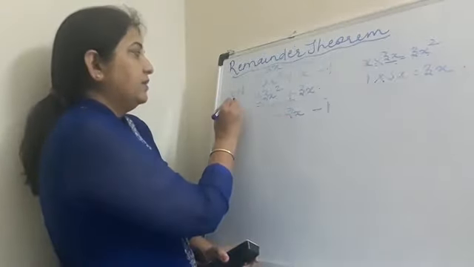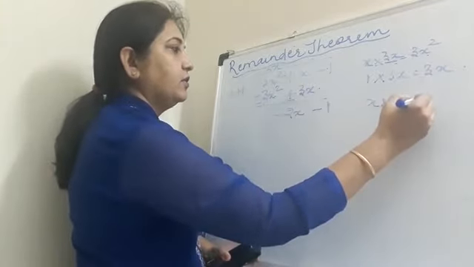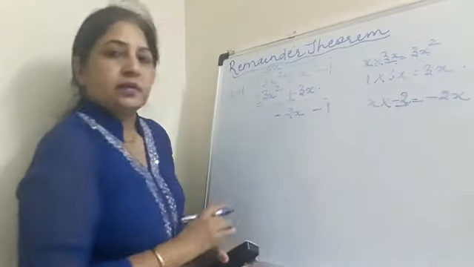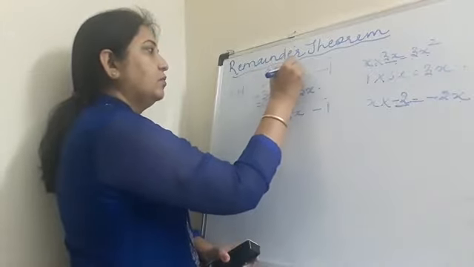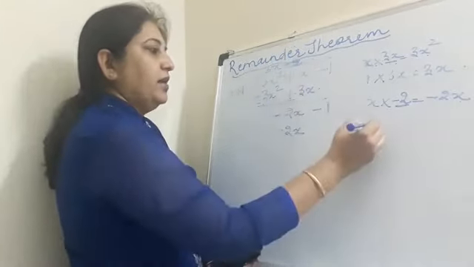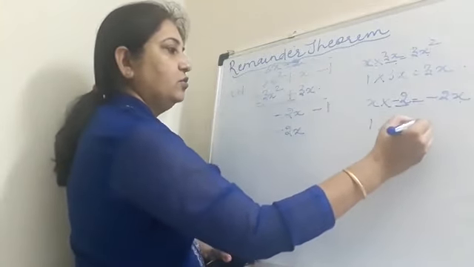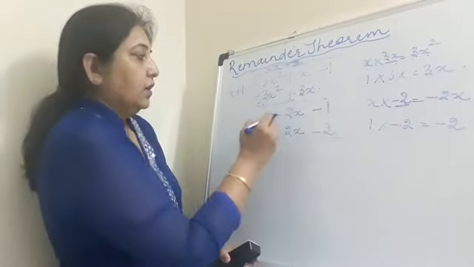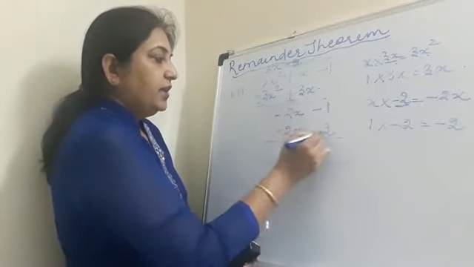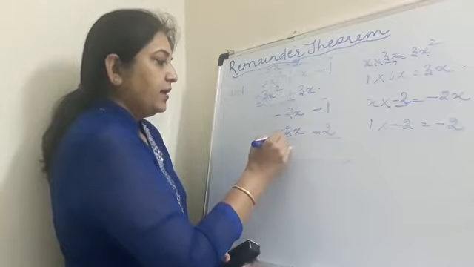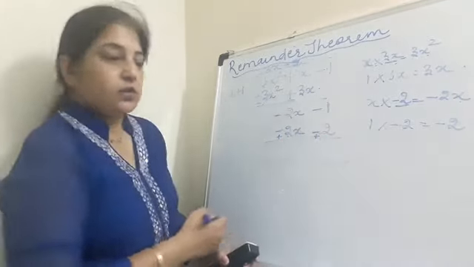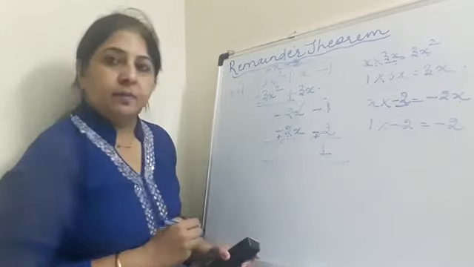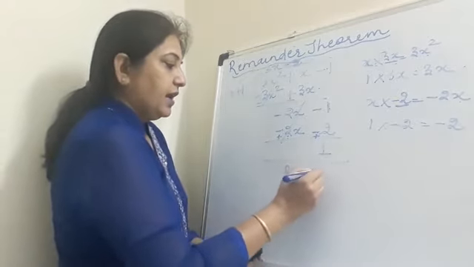Now coming back to the divisor, x multiplied by what will give me minus 2x? x multiplied by minus 2 will give me minus 2x. So I will write here minus 2, and 1 into minus 2 will give me minus 2. So I will write minus 2 here. Okay, so again we subtract, change the sign of these terms. Minus 2x will become plus 2x and minus 2 will become plus 2. So I cancel minus 2x and plus 2x, and minus 1 plus 2 will give me plus 1. So therefore we get the remainder here as 1.